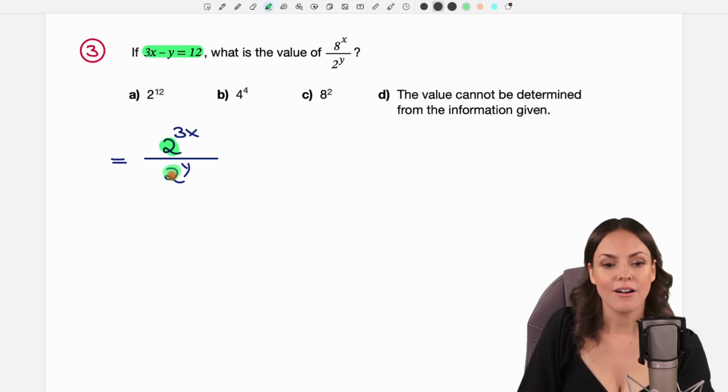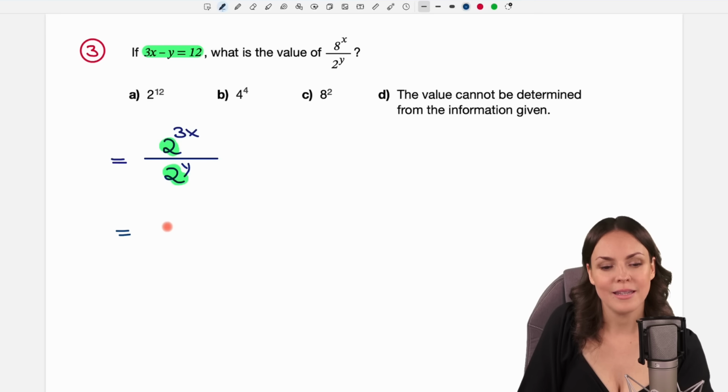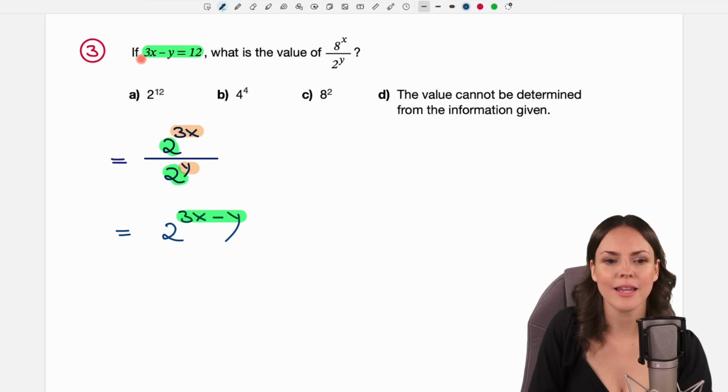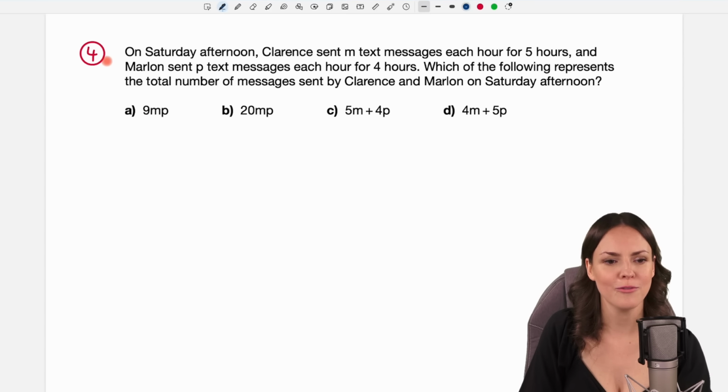And now the bases are the same, and there is a rule that tells me how to divide these powers now. I just keep the base as it is, and I'm allowed to subtract the exponents. So 3x minus y. Do you remember that that was exactly what they gave us here? So we are now allowed to replace this by 12 so that we have 2 to the power of 12, and this is answer A. So we solved this problem, and let's take a look at number 4.